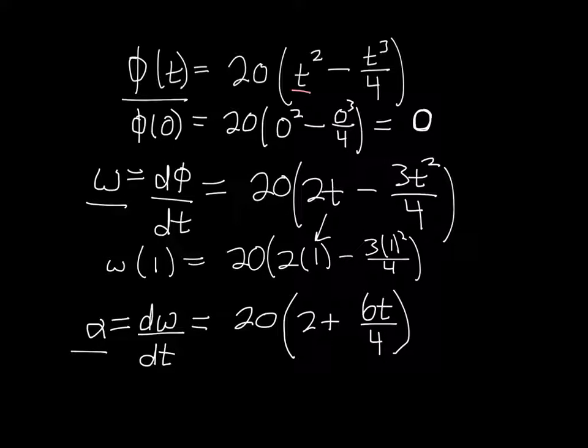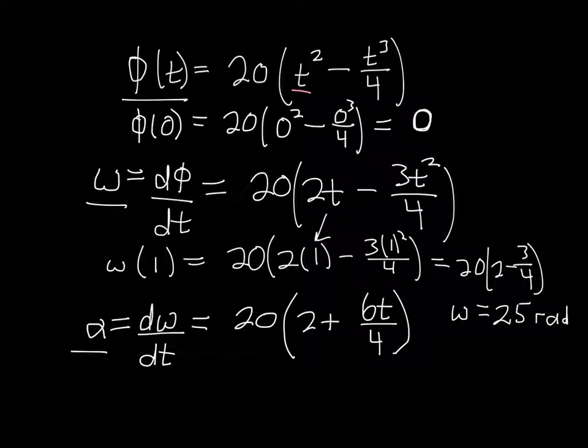And I would have my equation for solving. I would get 20 times 2 minus 3/4. And you plug this into your calculator and you get your final answer that omega is equal to 25. Now what I want to do is also use correct units. And the units for angular velocity are going to be, by definition in the SI system, radians per second.